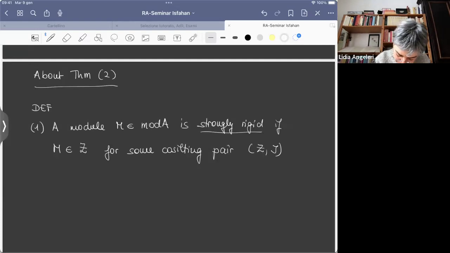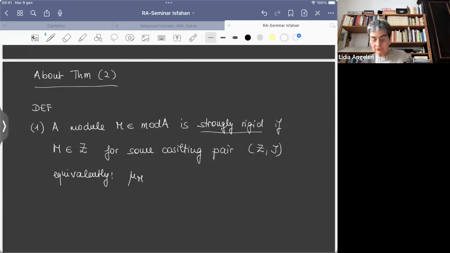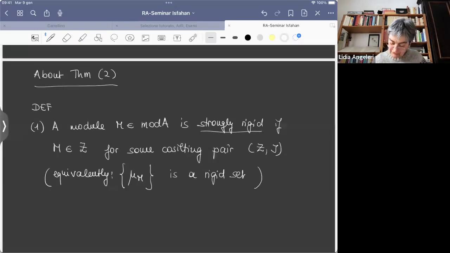And equivalently, let me give an intrinsic description. Equivalently, this means that mu M, the minimal injective copresentation, forms a rigid set. Okay, so these are the strongly rigid modules. And as I said, they are the analog of the tau minus rigid modules in the large setup.